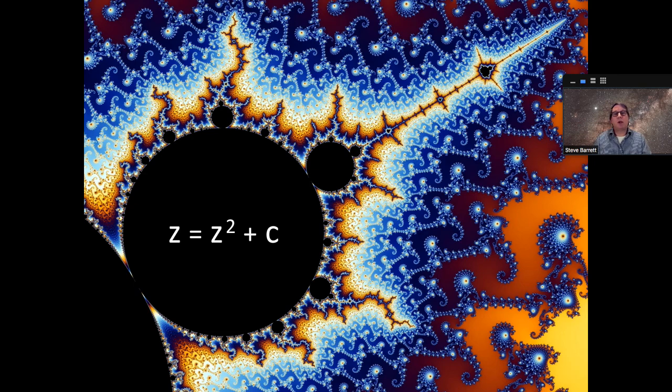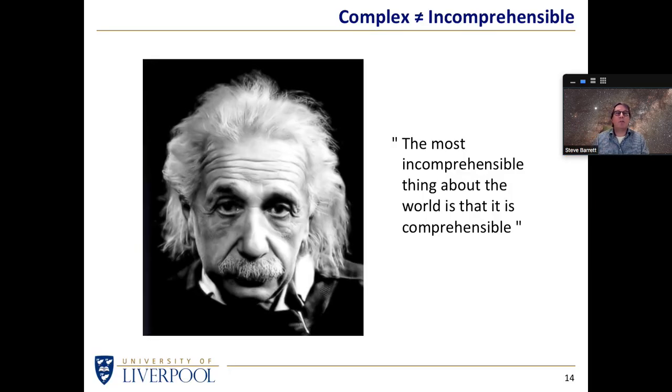Z equals Z squared plus C. We don't have to worry about how, but that formula is all you need to generate the entirety of the Mandelbrot set. So just because something looks extremely complex does not mean that the underlying rules of the game are beyond our comprehension. Einstein summed this up quite nicely. One of the most incomprehensible things about the world, or the universe if you prefer, is that it is comprehensible. Just because it looks very complex does not mean it's beyond our understanding to figure out why it looks the way it does.